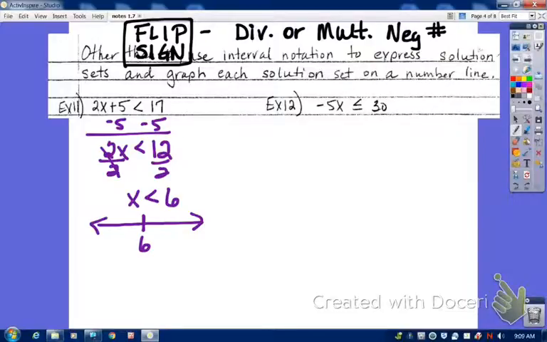Parentheses. You're going to use a bracket when there's an equal to on your inequality. Would the parentheses face to the left or to the right? It's going to face to the left because that's a less than sign, and so we're going to shade all the numbers that are less than 6.